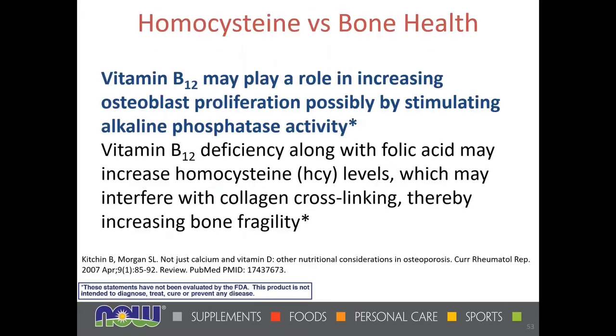Now, folic acid and B12 also have roles in calcium and magnesium metabolism. And vitamin B12 deficiency, along with folic acid deficiency, can increase homocysteine levels, which interferes with the way collagen is structured in the body and increases the fragility of bones. So B6, B12, and folic acid are all associated with protecting the collagen and the bone structures in the body.